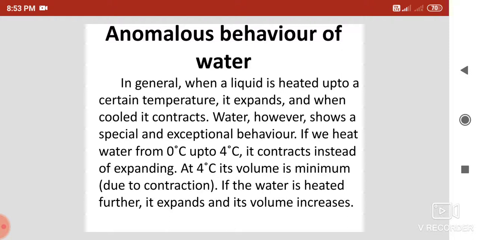At 4 degrees Celsius, the volume of water is minimum because of contraction. If the water is heated further, it expands and its volume increases. It means water shows exceptional behavior between 0 degrees Celsius and 4 degrees Celsius. This behavior of water is called the anomalous behavior of water.